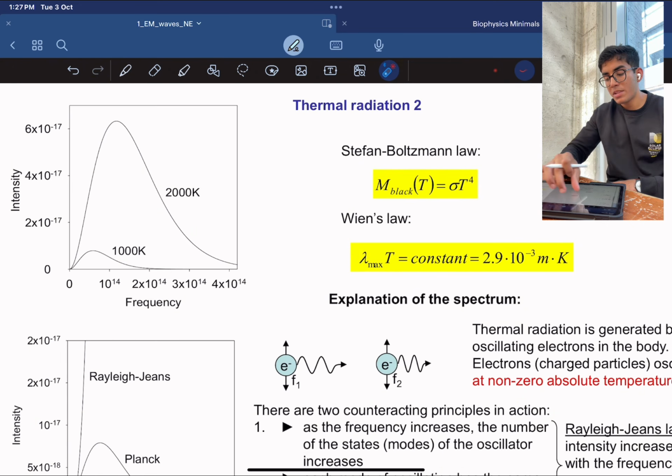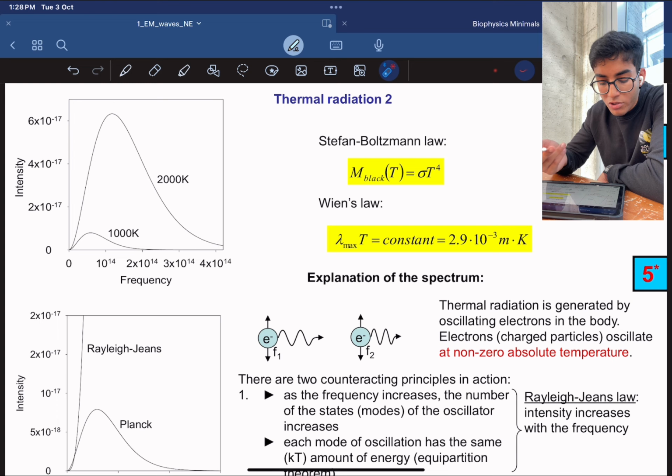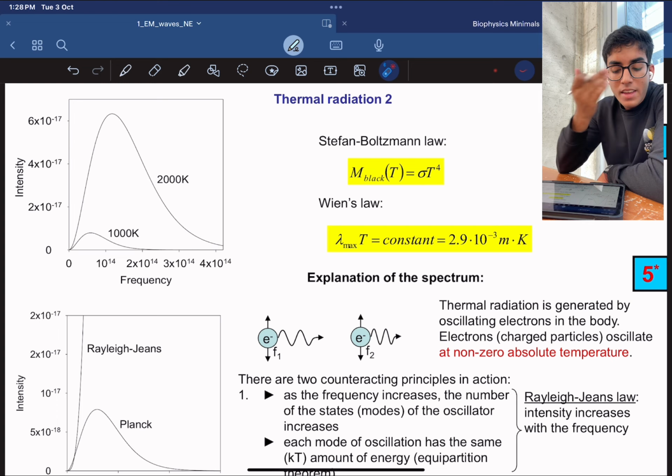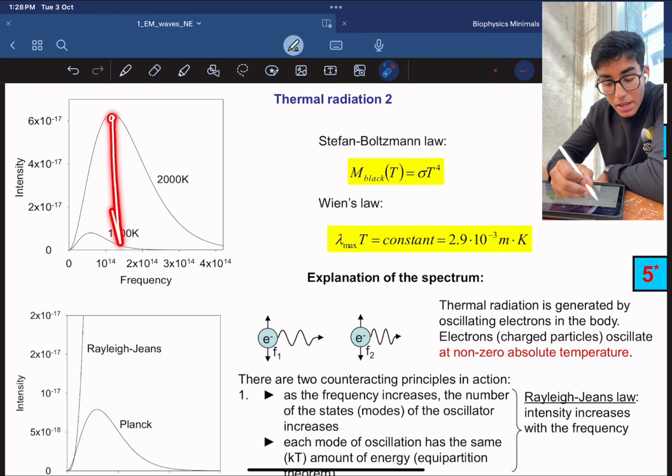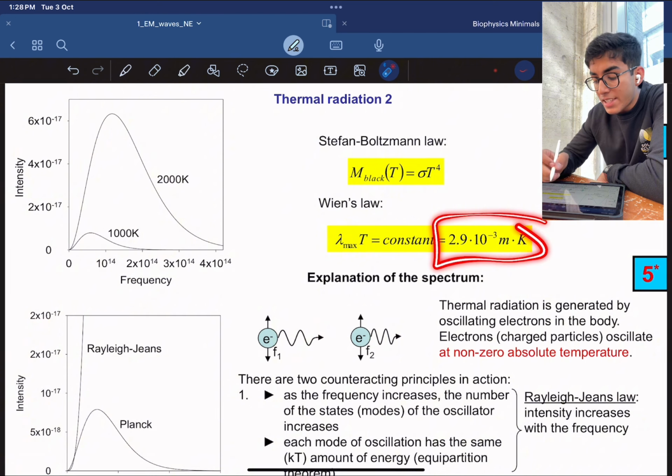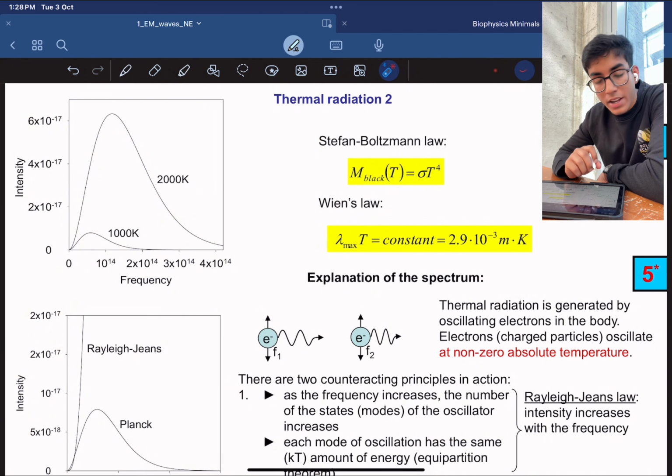Let me explain this again. What is Wien's law trying to say? It says that the peak wavelength, though over here they've given frequency. I don't know why. In all the videos and explanations I've seen, the chart uses wavelength, but they've used frequency. They say that the maximum wavelength multiplied by the temperature at that point is a constant, which is 2.9 times 10 raised to whatever.